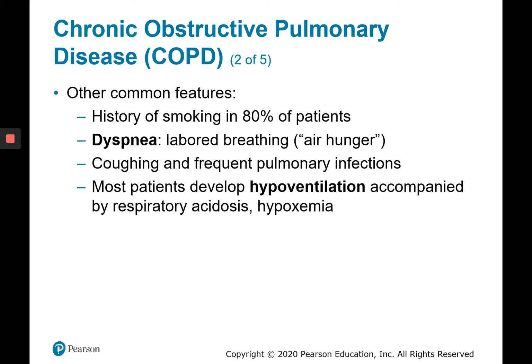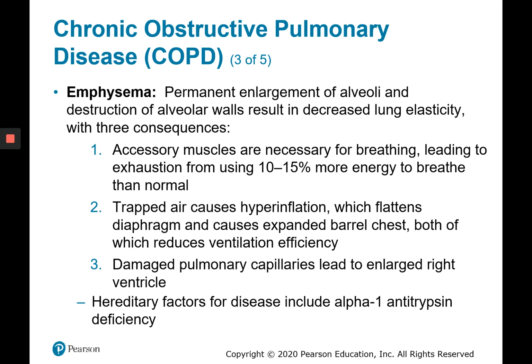Hypoventilation can cause a buildup of CO2 or CO2 retention in the blood, so it also results in respiratory acidosis, and hypoxemia is another symptom of COPD, meaning that we see tissues that start to become cyanotic because they're not getting enough oxygen from the blood. We'll look at emphysema and chronic bronchitis separately.